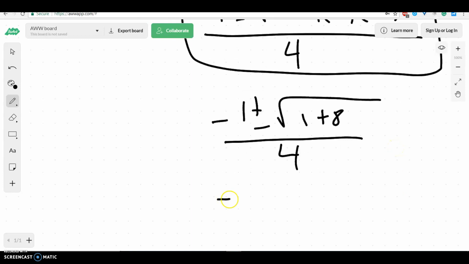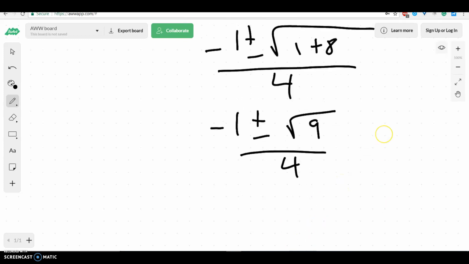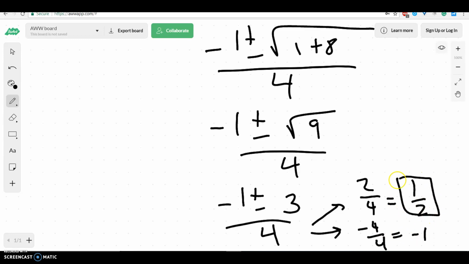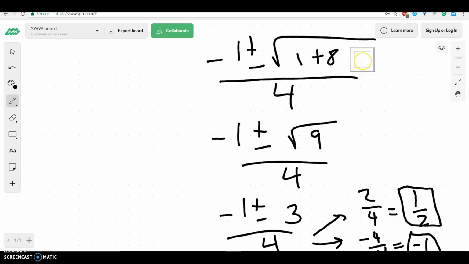Oh, and that's actually going to work out pretty nicely. That's going to be 9 over 4, which you could say that's negative 1 plus or minus 3 over 4, which then this could simplify to 2 over 4 and negative 4 over 4, which that would be 1/2, and this would be negative 1. So we actually do get 3 really nice answers here.